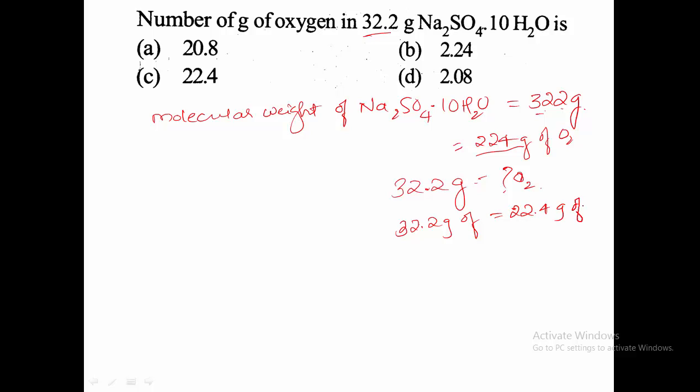22.4 gram of oxygen. So 32.2 gram of sodium sulfate decahydrate contains 22.4 gram of oxygen. So among these, which option is right? Option C is the right answer.